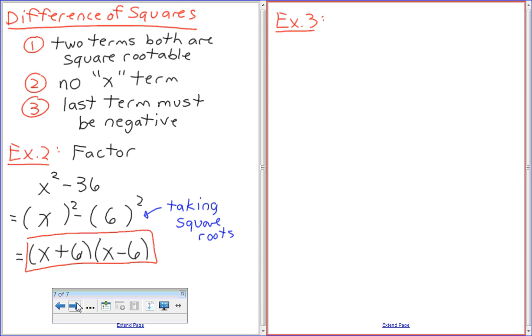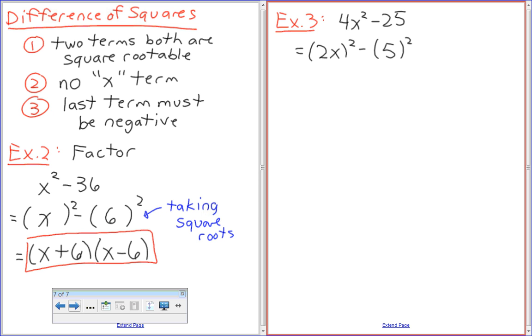Let's do 4x squared minus 25. We'll do one more as a class to make sure this is good. Then you guys try it yourself. Example 3 is 4x squared minus 25. Now you can skip the middle step, but I'm going to show it here one last time. All right, Holly, what is the square root of 4x squared, please? 2x. Marissa, what's the square root of 25, please? 5.